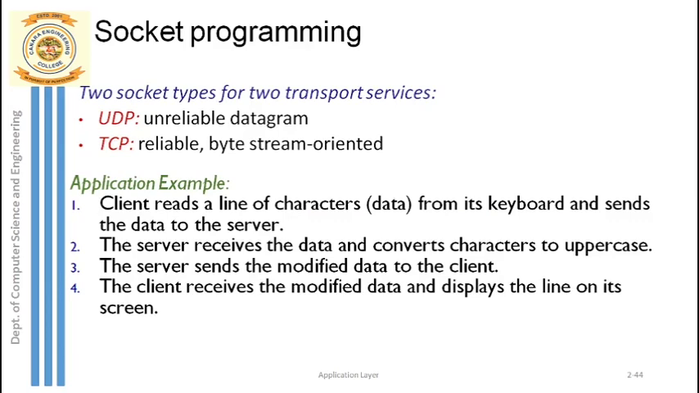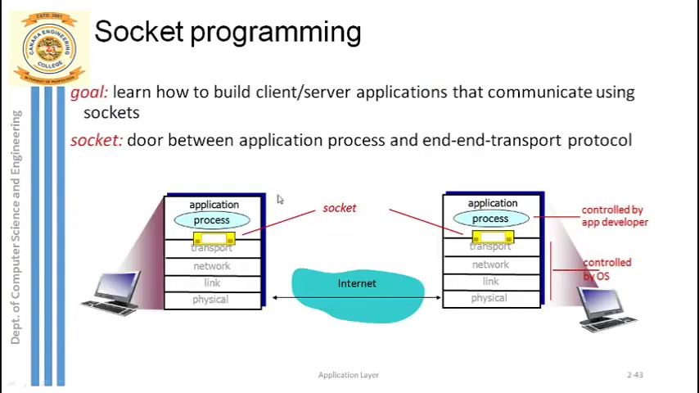Similarly, when I implement a socket, if the transport layer protocol is TCP, I should be implementing a TCP socket only. There are two types of sockets: one is a TCP socket, the other one is a UDP socket. So when my application wants TCP as a protocol, then my socket should be a TCP socket only, both at the sending side as well as at the receiving side.